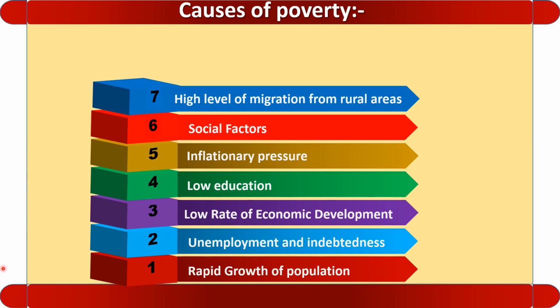Next is high level of migration from the rural area. Since jobs are not generating in the rural area, more and more unemployed rural people start migrating to the urban area with the hope that they will find a better life over there. So because of the migration, the number of unemployed in the urban area also starts increasing.